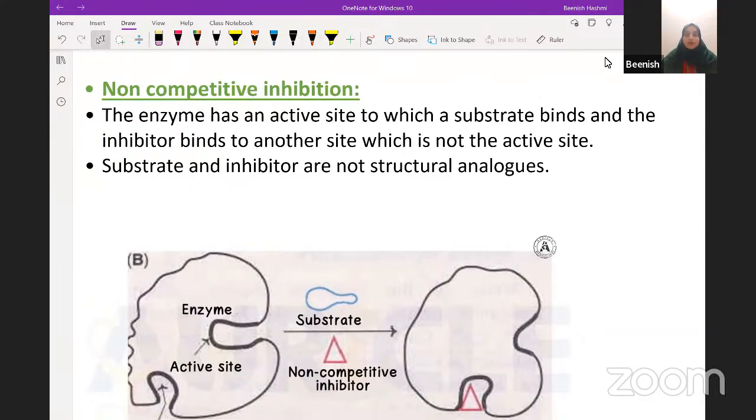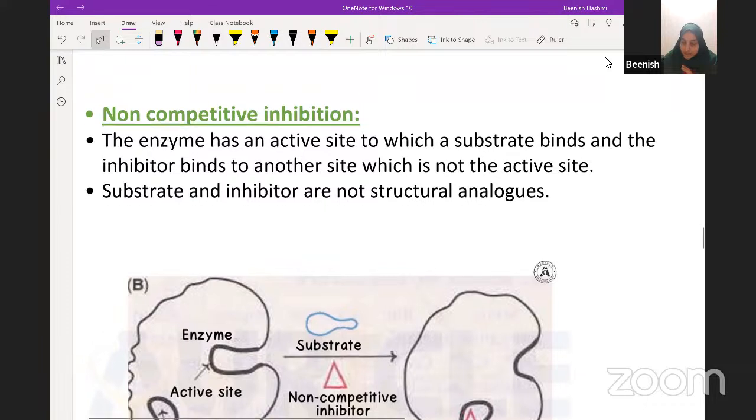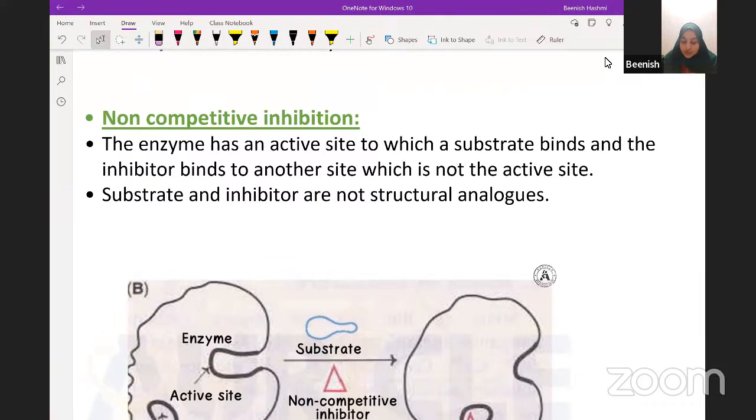Okay. Non-competitive inhibition: the enzyme has an active site to which a substrate binds, and the inhibitor binds to another site which is not the active site. Now you see the contrast between competitive and non-competitive. There, the inhibitor and the substrate were competing for the same site. Therefore the name competitive inhibition.